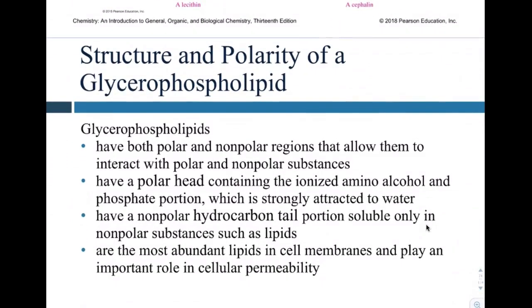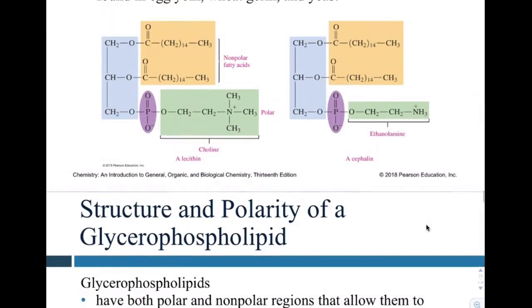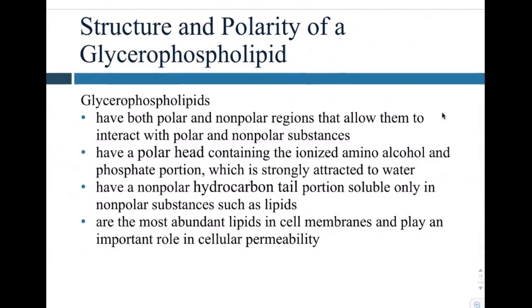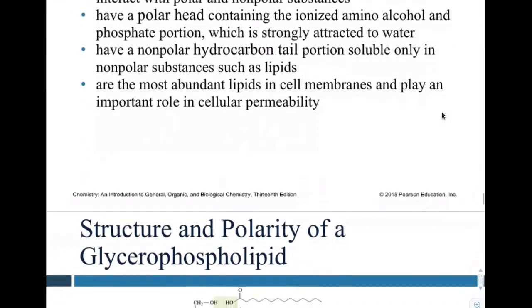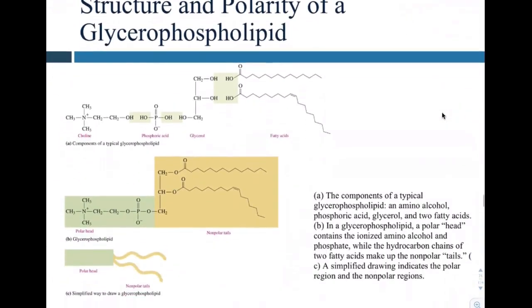So again, with all of these, we've got polar and nonpolar regions. We got a polar head. This ionized amino alcohol right here is polar. It's got a little charge on it, so it's a partial positive charge, so it's got a polar end. The phosphate portion, including this whole section right here, is very attracted to water. And then you've got all this hydrocarbon tail that's got these long fatty acid chains, right? And this is going to be really important when we start to build cell membranes.